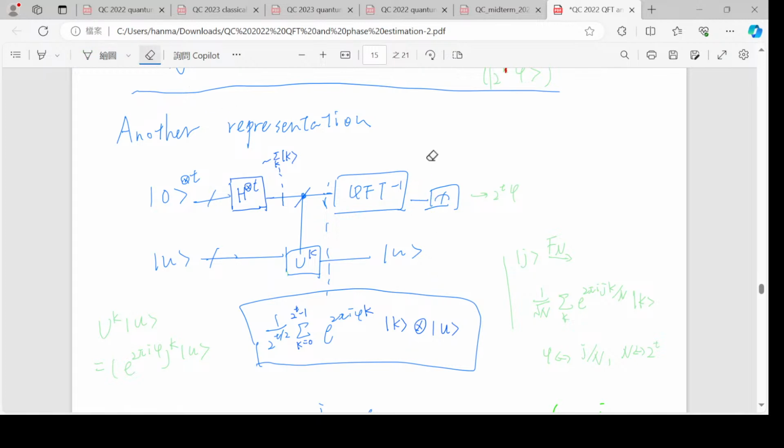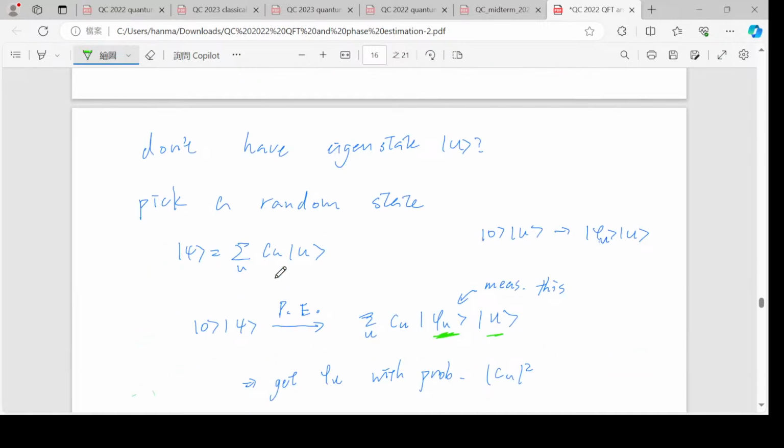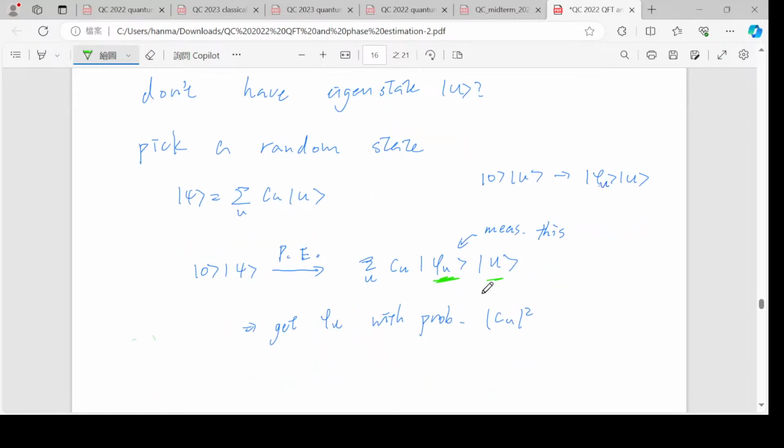Because everything is unitary, which is linear, if you have a linear superposition of different input states, then you get the corresponding linear superposition of the corresponding output states. So 0 and u go to phi sub u and u, then 0 with some coefficient on u should go to that coefficient on phi sub u and u.